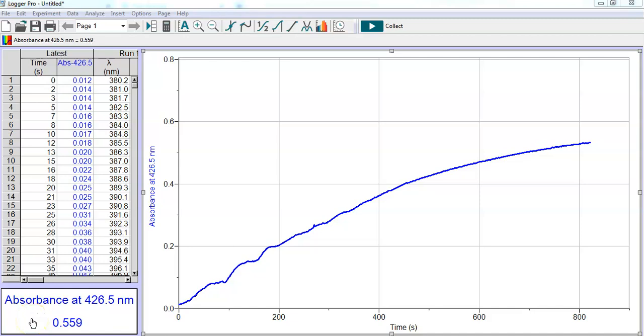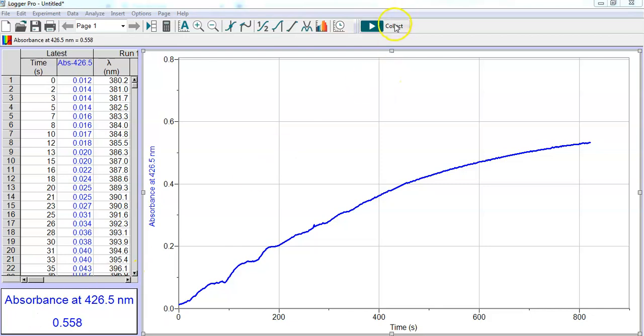I want to explain to you the results that you will see in procedure 4.4 in your lab manual. So you are going to create a cuvette that has 900 microliters of buffer, 150 microliters of DOPA, and then you will add 150 microliters of the enzyme. You'll cap it, you'll invert it, and then you'll place the cuvette in the cuvette chamber.